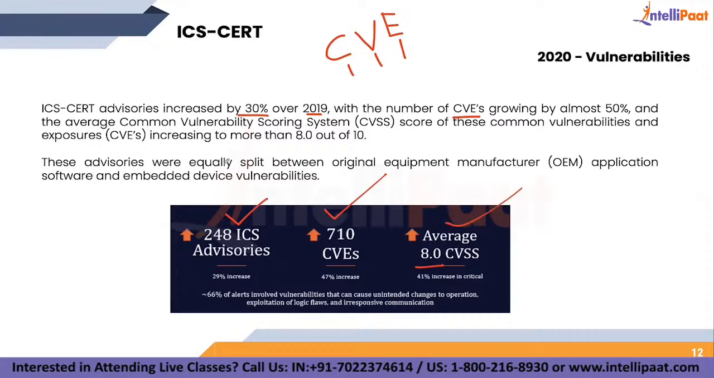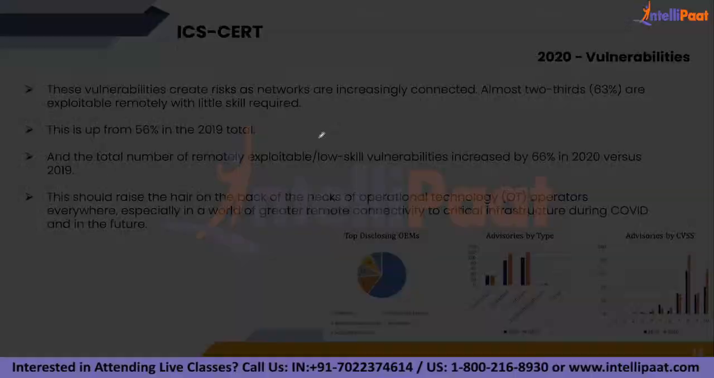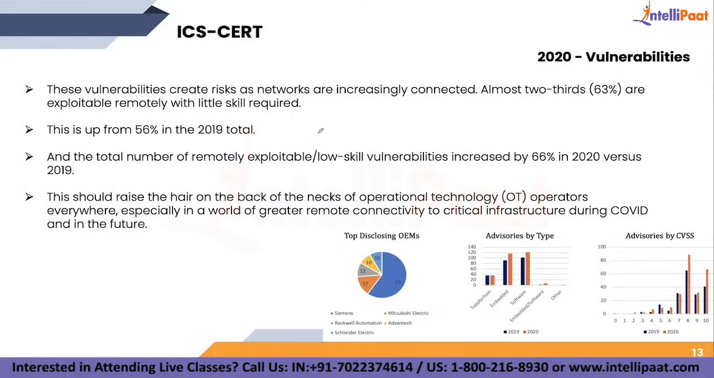These advisories are equally split between the original equipment manufacturer, the application software, and the embedded devices vulnerabilities. So not only the equipment, but all of it is affected. In 2020, these vulnerabilities create a risk as networks are increasingly connected. Almost two-thirds are exploited remotely, and little skill is required over here. As you have seen, even a low-skill hacker can take control.